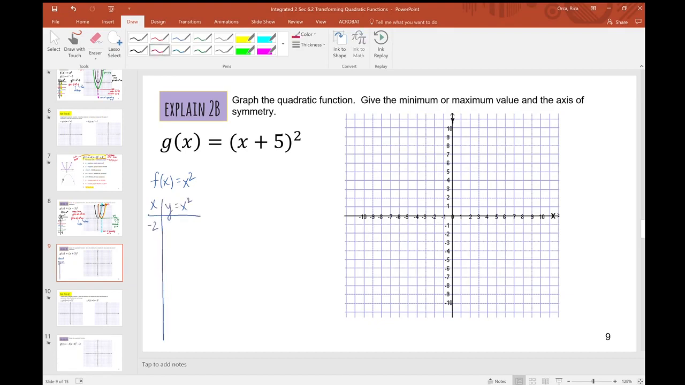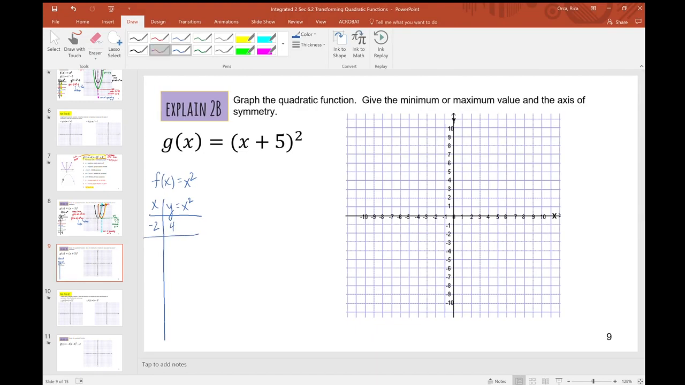When x equals -2, y will equal -2 squared, which is 4. When x equals -1, y will equal -1 squared, which is 1. When x equals 0, y will equal 0 squared, which is 0. When x equals 1, y will equal 1 squared, which is 1. When x equals 2, y will equal 2 squared, which is 4.